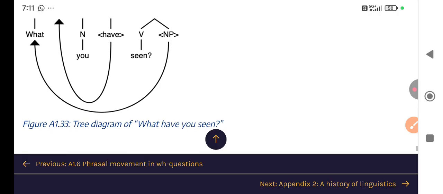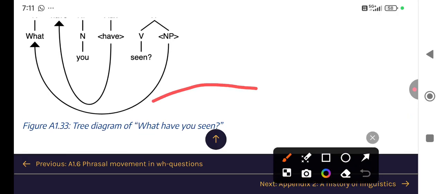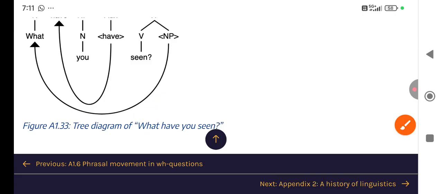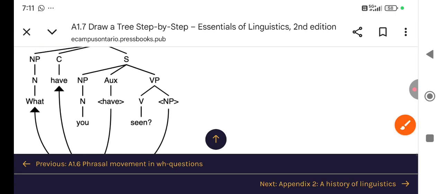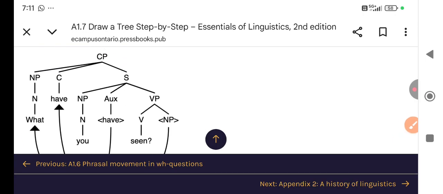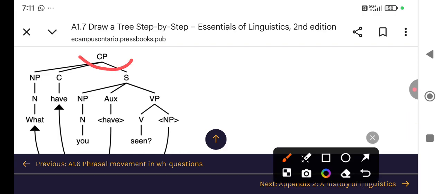So that's what have you seen. This is the sentence, right? So WH movement, which will be moved. So that's a clause phrase. Here, a noun phrase, because WH means answer and answer is noun. So that's a noun phrase. Then the clause is have you, right? The question is what have you? So that's a clause.